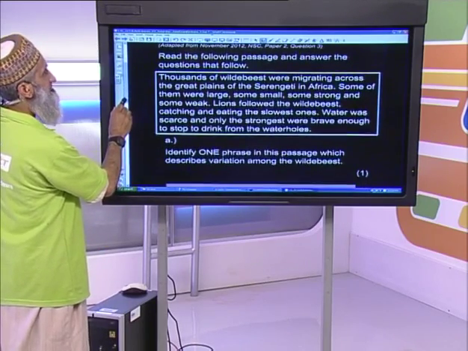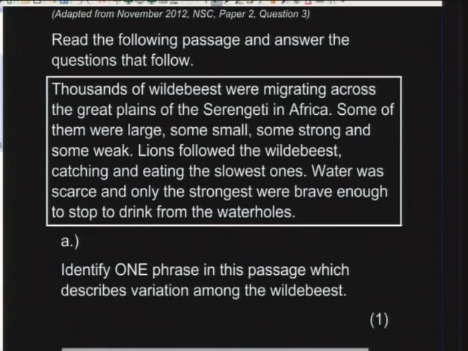Next question from 2012 NSC paper 2. This is from version 2, I think. Read the following passage and answer the questions that follow. Thousands of wildebeest were migrating across the Great Plains of Serengeti in Africa. Some of them were large, some small, some strong, and some weak. Lions followed the wildebeest, catching and eating the slowest ones. Water was scarce, and only the strongest were brave enough to stop to drink from the water holes.